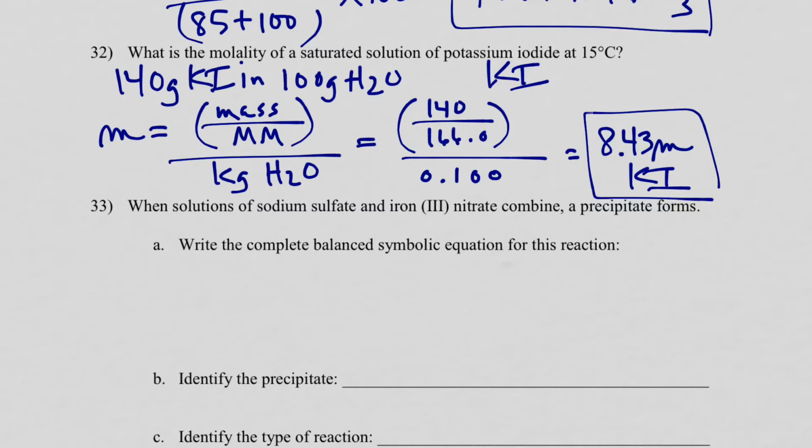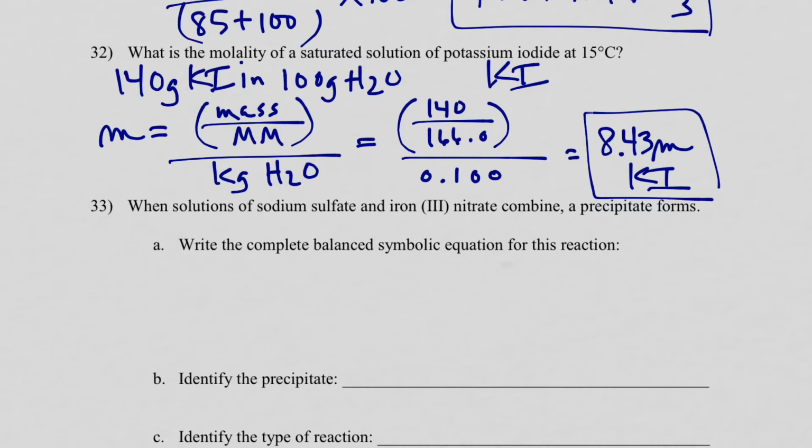Number 33. Before I get into number 33, just let me remind you with those solubility curves, in general, if a point is above the line for a substance, that indicates a supersaturated solution. If it's on the line for a substance, saturated, and if it's below the line, it would be considered unsaturated.